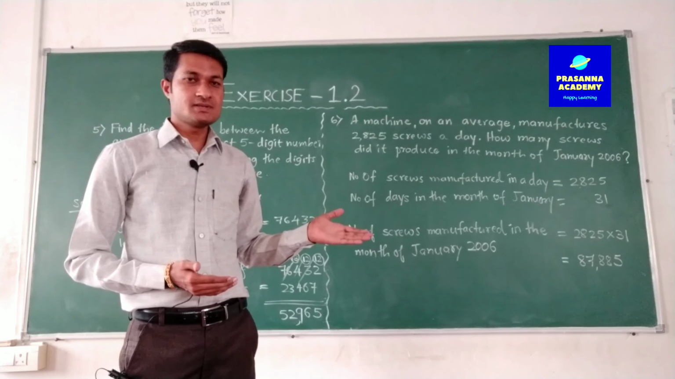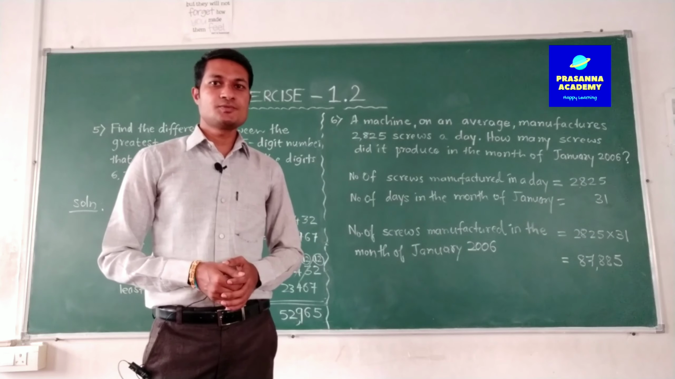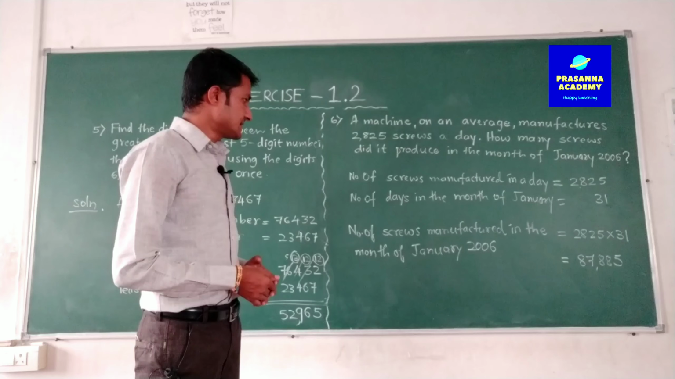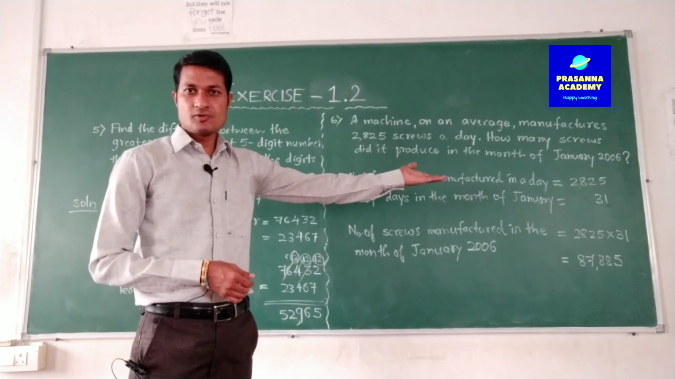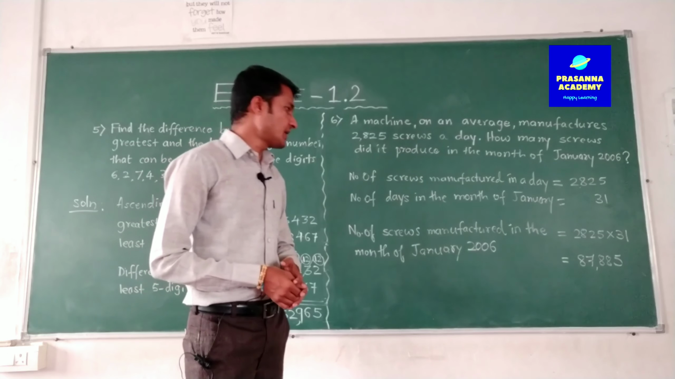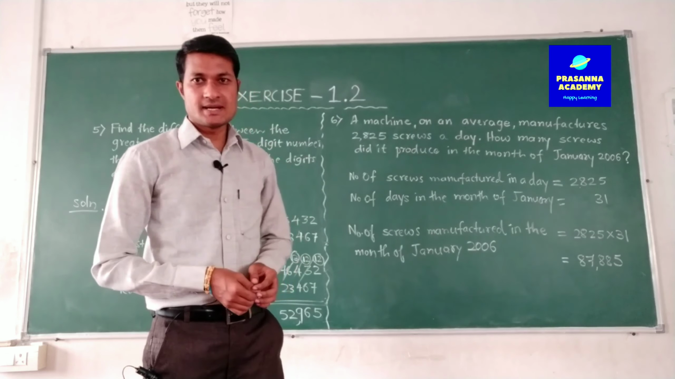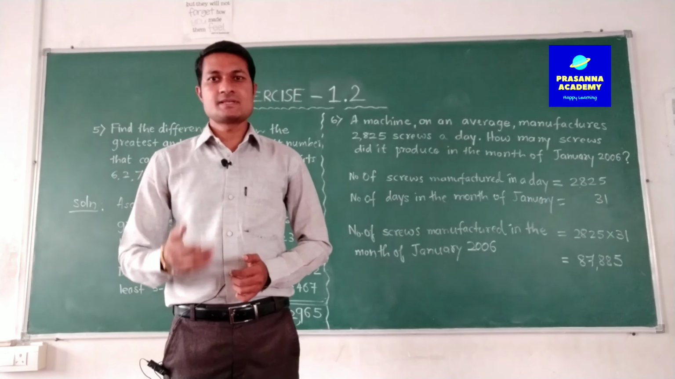If it produces 2,825 screws in one day. So yes, let's begin to solve this. First we need to write the first sentence as the number of screws manufactured in one day. As you know that is 2,825, and in addition to this we also need to write one more sentence, that is how many days are there in the month of January.